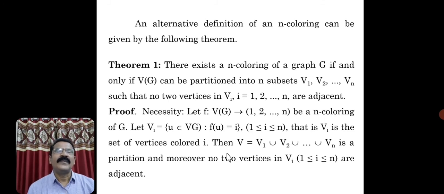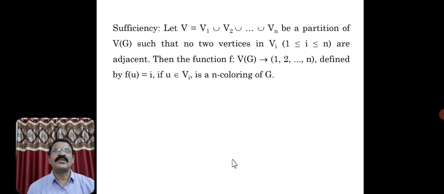colored i. Then what is V? V is the union of all such subsets, say V1, V2 and so on and so forth, Vn, a partition, and moreover no two vertices in Vi, where i lies between 1 and n, are adjacent. That is very obvious, isn't it? So no two adjacent vertices have the same color. Okay, so this is how we have proved the first part easily.